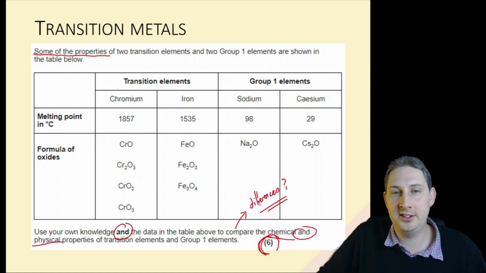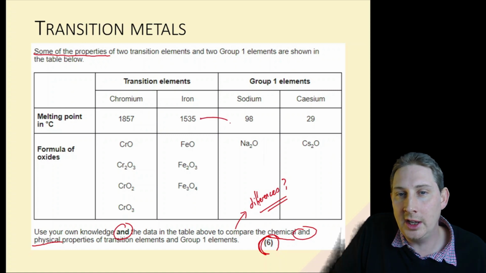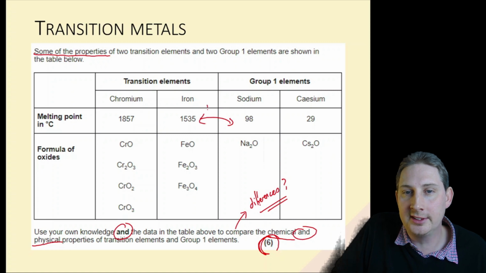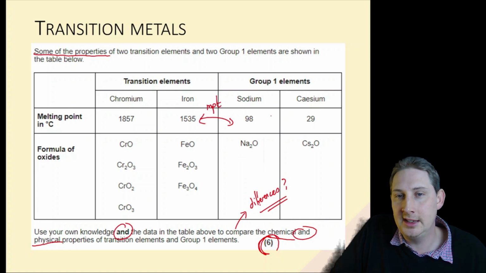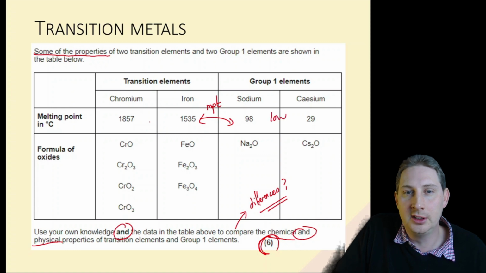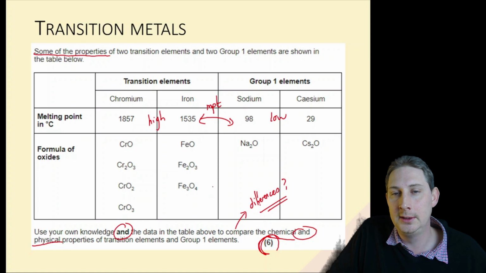Okay, so what do I instantly notice from the table? Well, I notice that the melting points are very, very different. So group 1 elements have very low melting points, whereas transition elements have very high melting points. What else do I notice from the table?